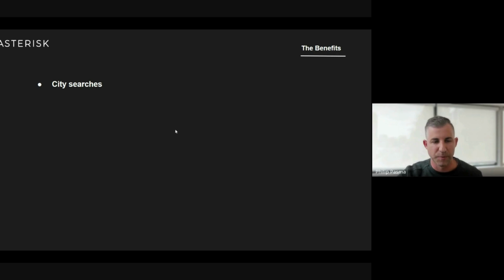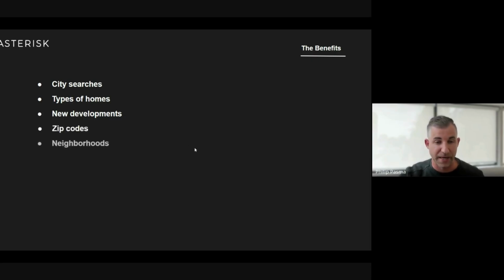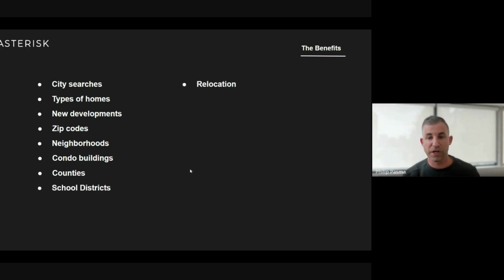So we can target people by city, like Cape Coral homes for sale. We can do types of homes, so you could target pool homes or acreage or luxury or equestrian or whatever niche you're into. New development can be a great thing to target because typically there's not a lot of competition there. You can target specifically by zip codes and by neighborhood. So maybe you farm a neighborhood and want to get more popular in one. You can target people looking for that neighborhood. If you're in a bigger city, you can target by condo buildings or counties. With school districts, you can target people who are looking to relocate. So maybe you're in Florida and a lot of northern states are relocating. You can target them specifically.